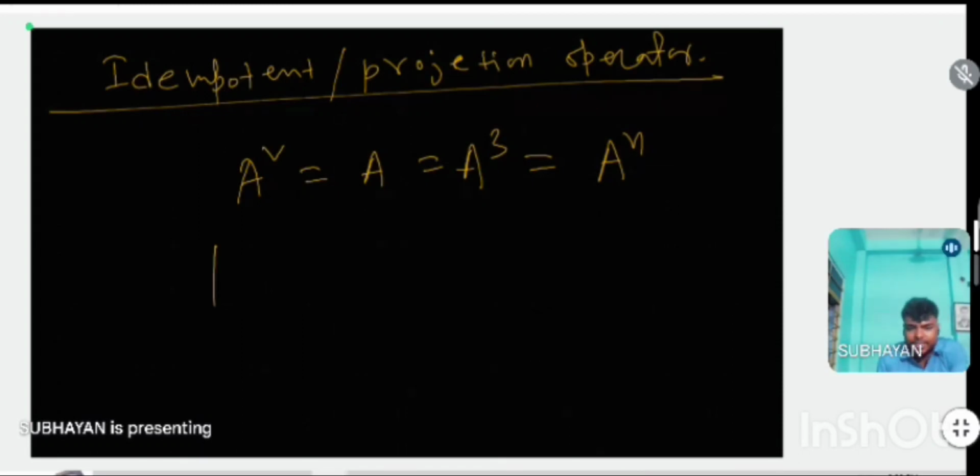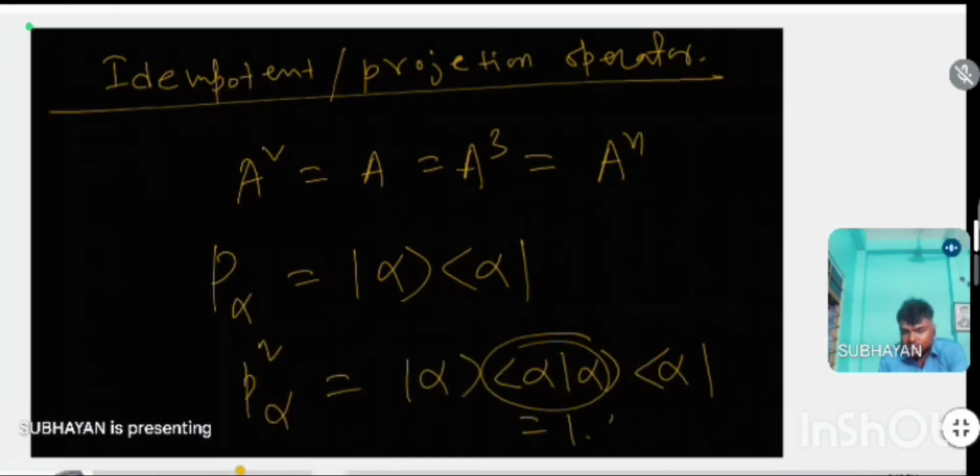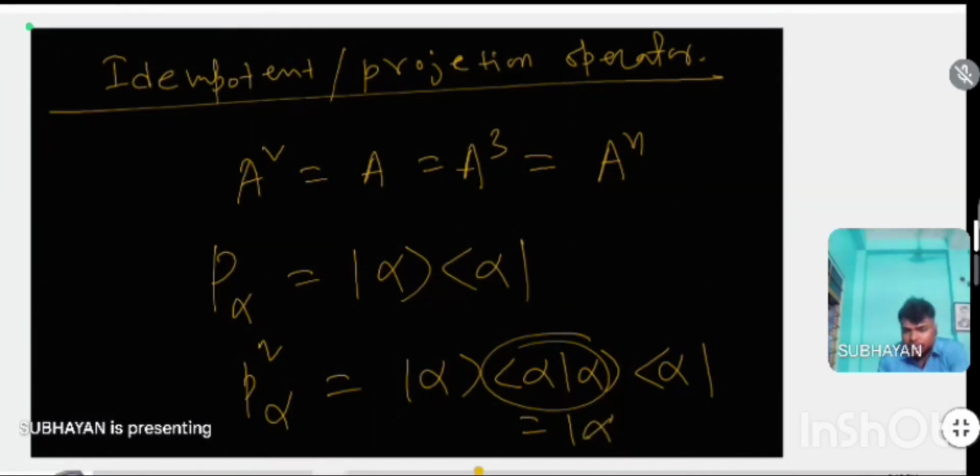And you have already studied the projection operator. Suppose p alpha is equal to alpha, right? Now suppose p square alpha. It will be p alpha alpha, which is equal to p alpha. So p square equals p. So a projection operator is also an idempotent.